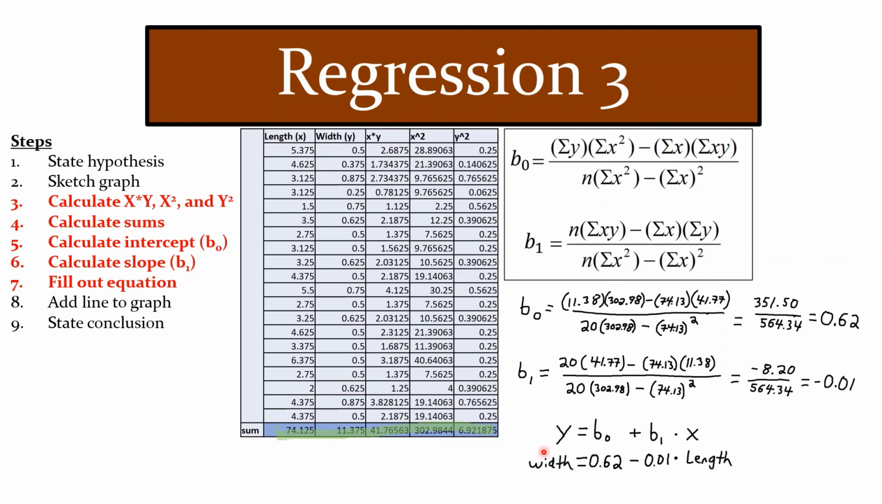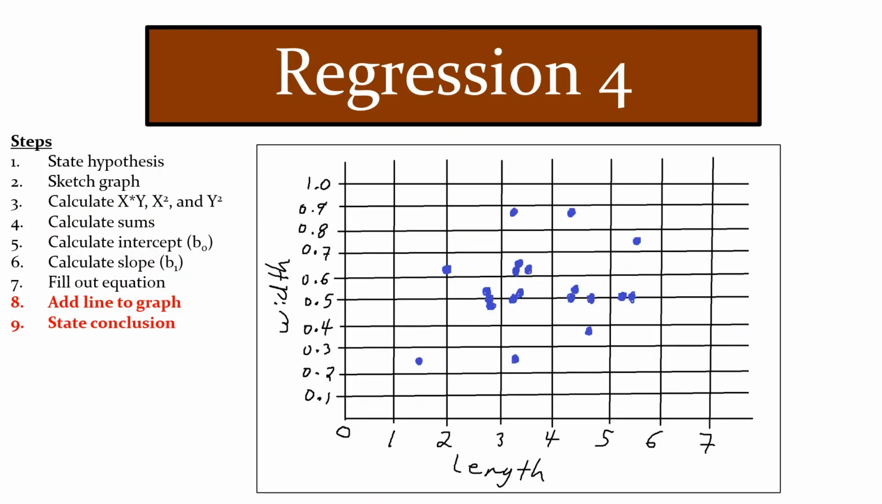So we can fill out our equation here. So y equals our intercept plus slope times x. And so we can say our width is going to be 0.062 minus, because this was a minus, length times 0.001. So what that translates to, we can actually add the line to the graph. It's essentially not much different from a flat line.